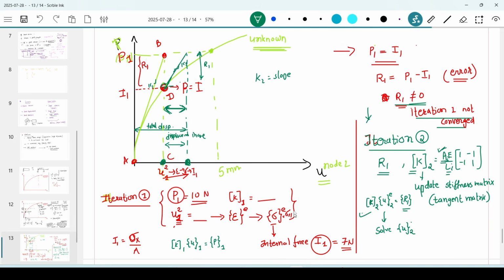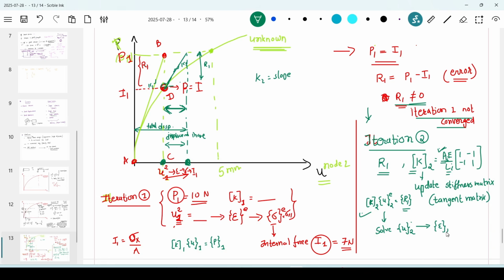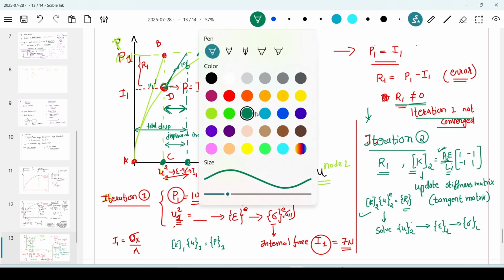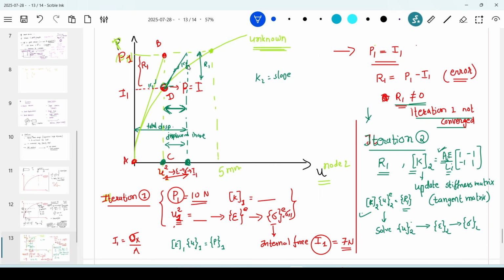Same procedure. Here, once we have displacements, we get the strains for iteration 2. Once we have strains, we can get the stresses for iteration 2. Now we want to find this point. I'll take another color. From the internal stresses sigma, I can find the internal forces at iteration 2, which is nothing but this point.